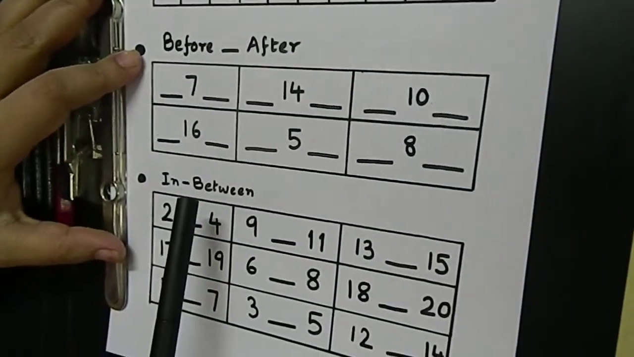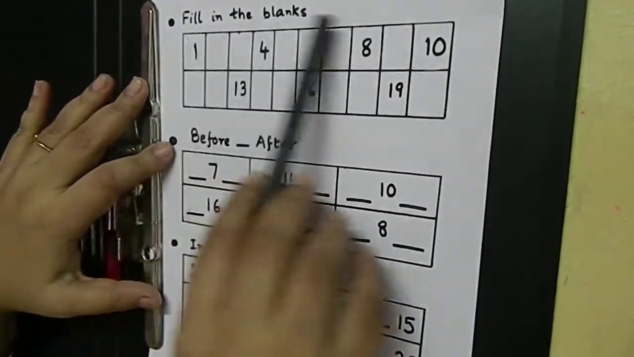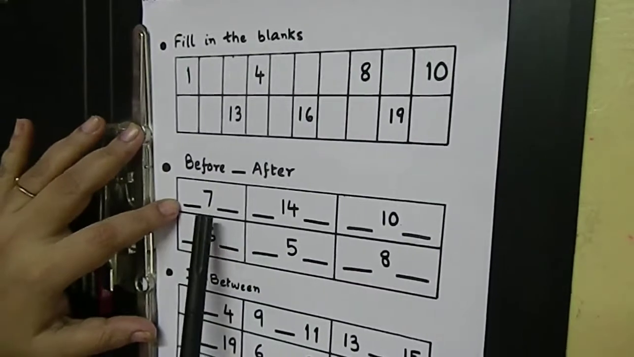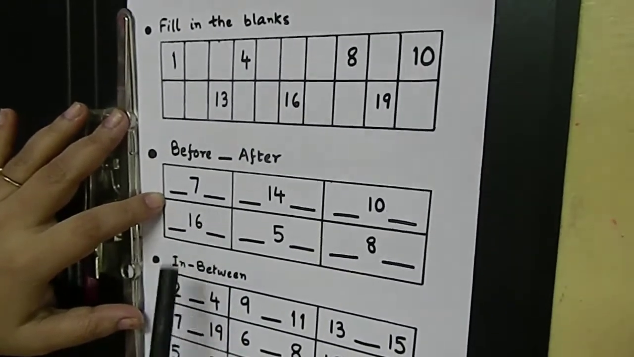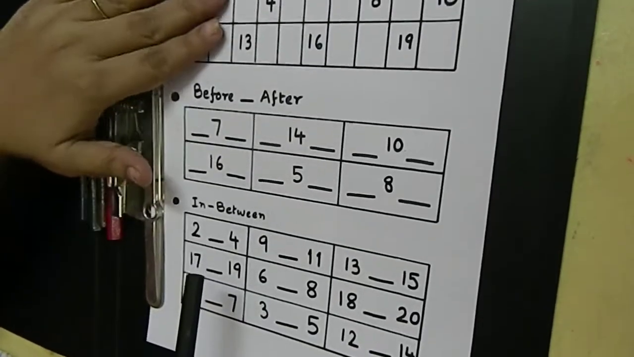For basic learners who have still not learned to count from 1 to 20 nicely, this box will help them to find out the numbers before and after or in between. For those who already know it, this is not required.